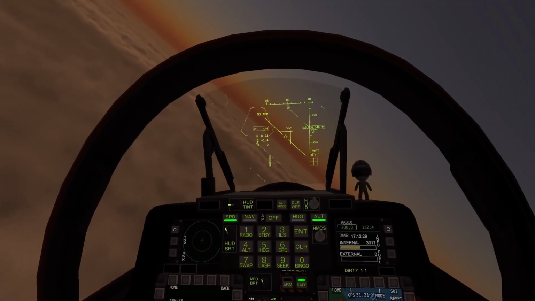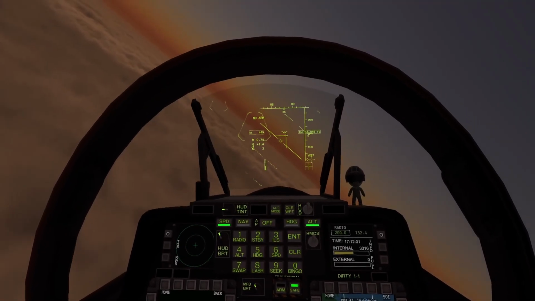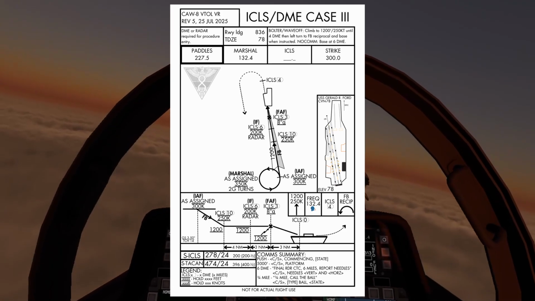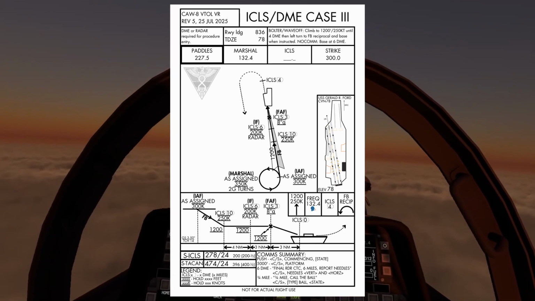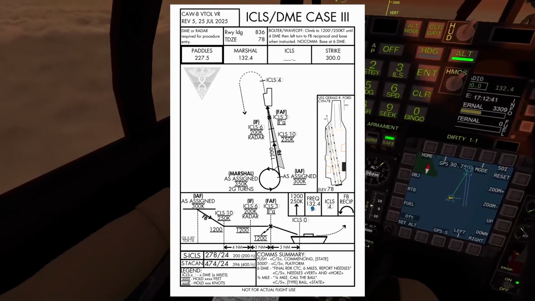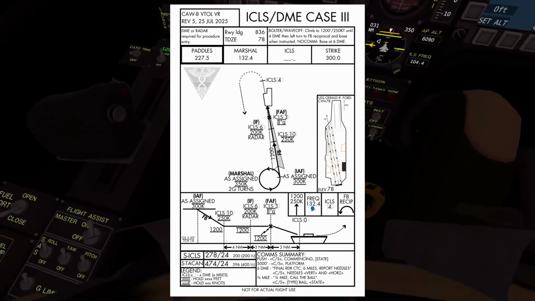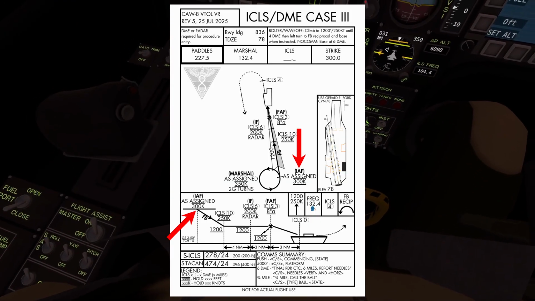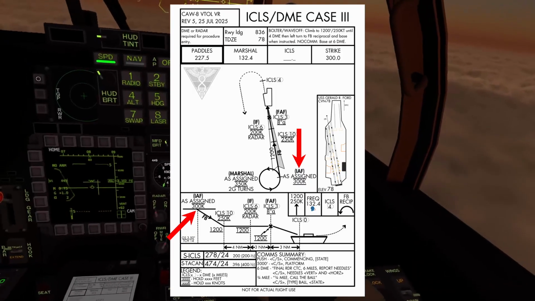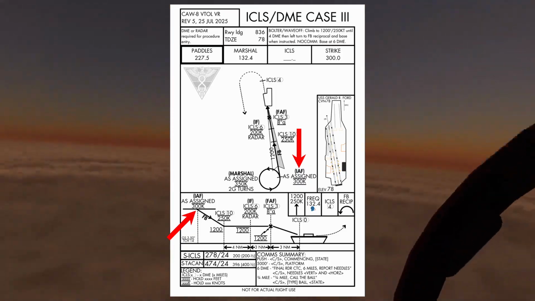The Case 3 approach may seem complicated, but in reality it's quite simple. Essentially, what we're doing is moving between 5 different reference points, or fixes, at defined speeds and altitudes, all while staying lined up with the ILS horizontally. The first fix in our approach is the initial approach fix, or IAF. It is identical in position to your Marshal point, and it indicates where you start the approach from.